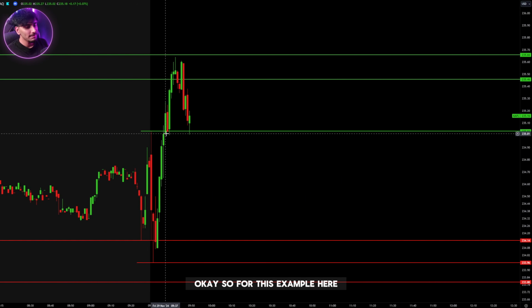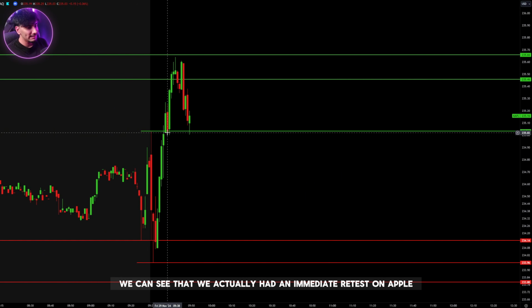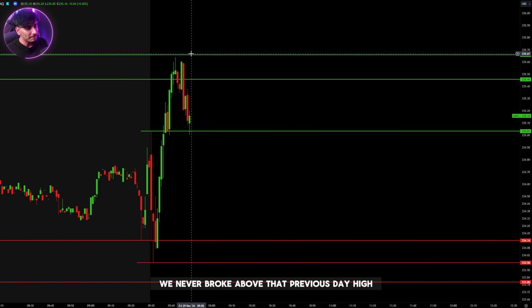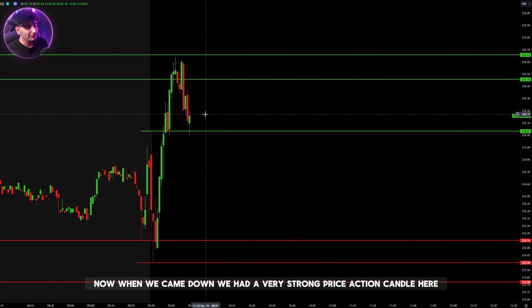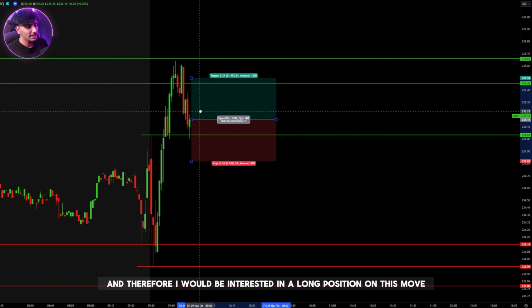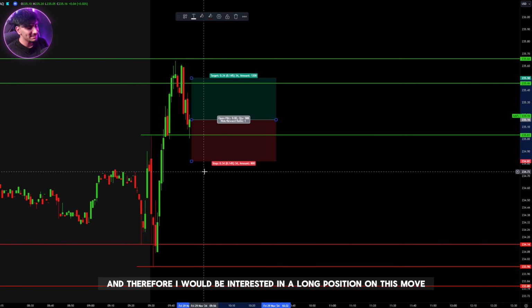Okay, so for this example here, we can see that we actually had an immediate retest on Apple right at that 5-minute range retest. You know that I like a little bit more displacement on that move. We never broke above that previous day high, and we came right back down. Now, when we came down, we had a very strong price action candle here, and therefore I would be interested in a long position on this move.